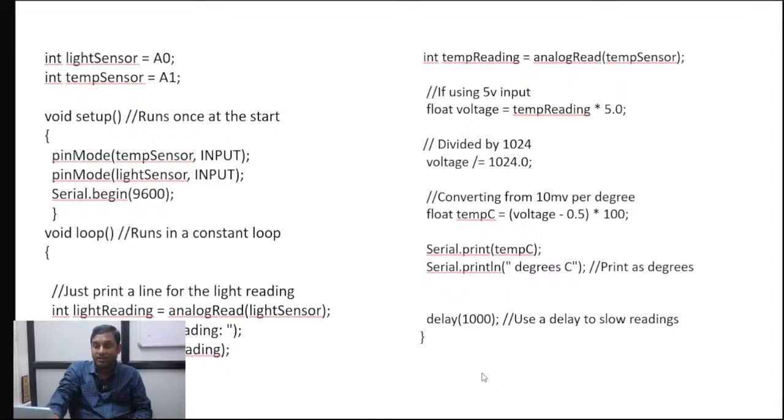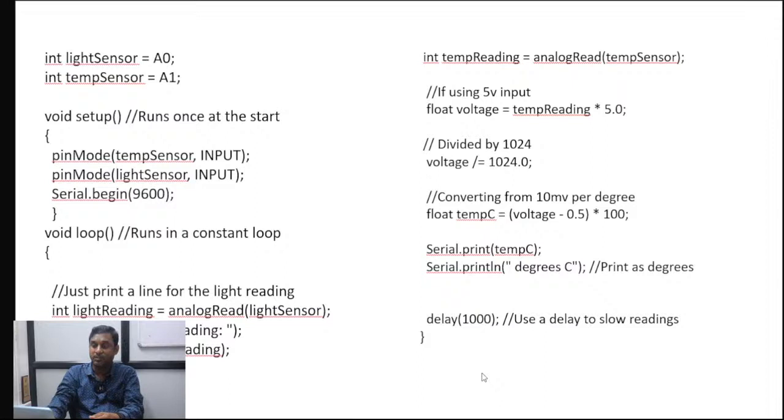Then I am mentioning another integer variable, temperatureReading. This variable will store the data which comes from the temperature sensor, that means pin number A1. As I told, the resolution is 10 bits in these analog pins. As it is a 5 volt board, whatever temperature data comes is multiplied by 5, then divided by 1024, as its resolution is 10 bit or 2 to the power 10. Then, converting from 10 millivolt per degree, using this formula, float temperatureC equals voltage minus 0.5 times 100, we can get the temperature in centigrade. It is stored in temperatureC.